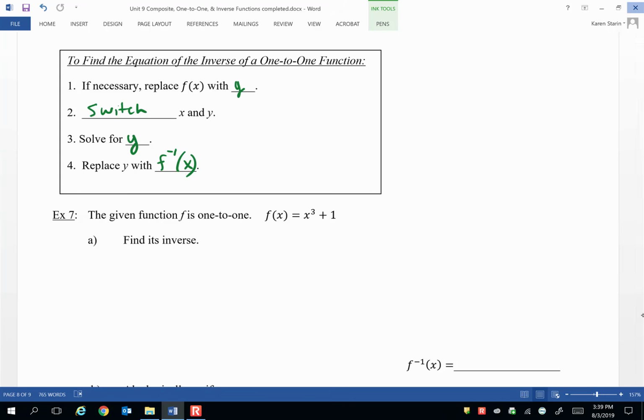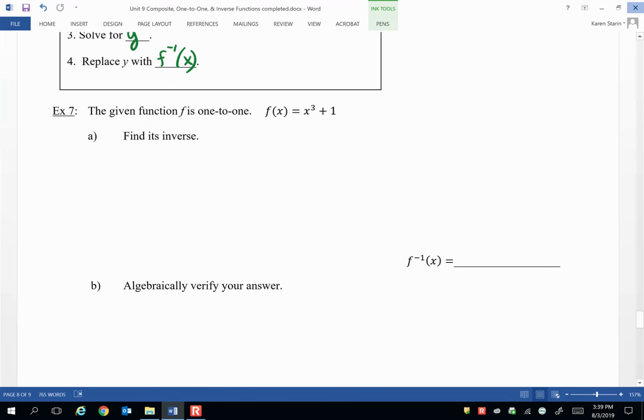So let's jump right into an example following these guidelines. The given function f is 1 to 1. F of x equals x cubed plus 1. Let's find its inverse. So the first step is, let's write y equals x cubed plus 1. Then we want to switch who is y and who is x. So it's going to say x equals y cubed plus 1.